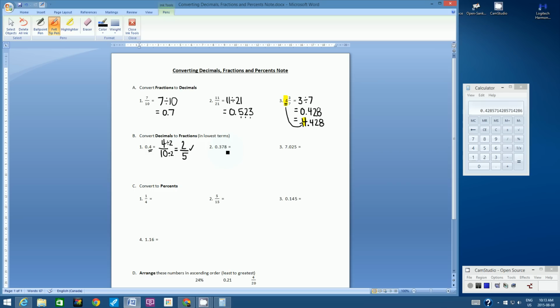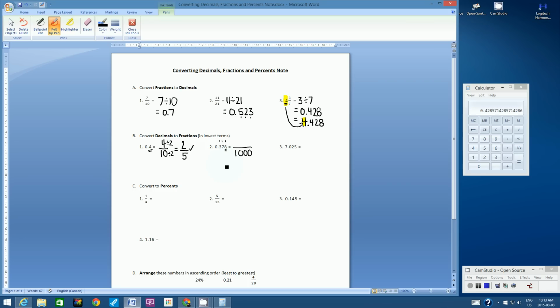So again, first thing, I want you to determine the last digit. Okay, the last digit is 8. What is the place value column of the last digit? Well, let's go from here. We have the decimal, then we have tenths, hundredths, thousandths. So because the 8 is in the thousandths column, the thousandths is the denominator. It's going to be whatever over 1,000.